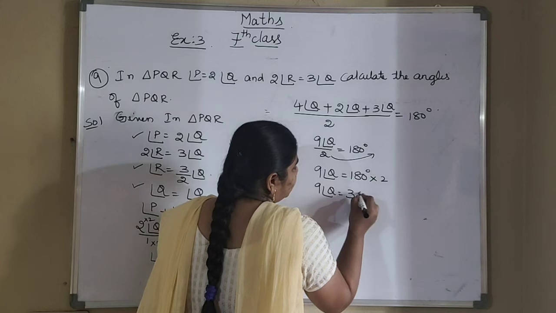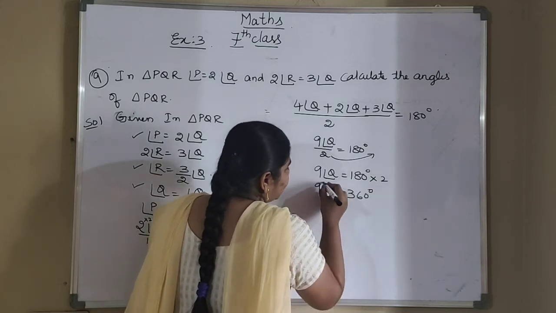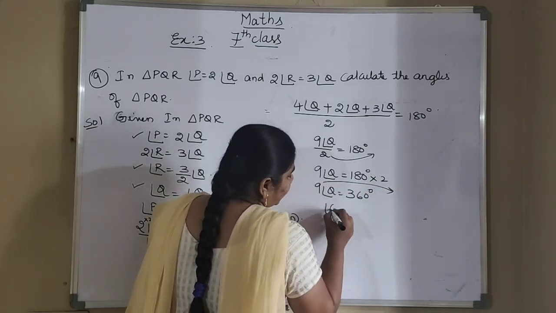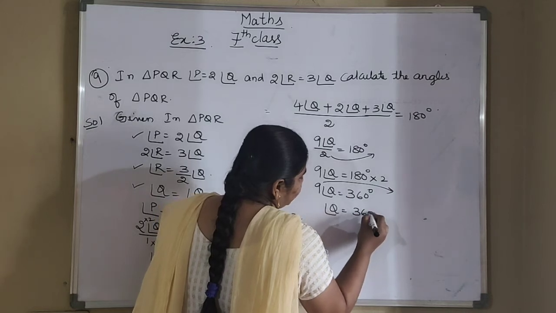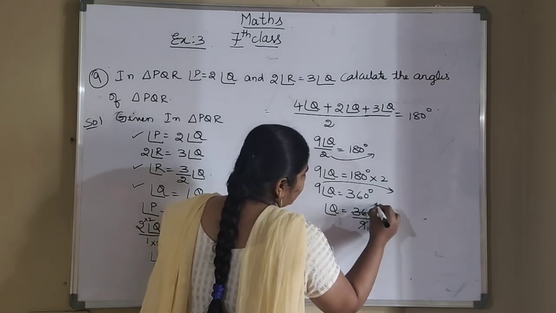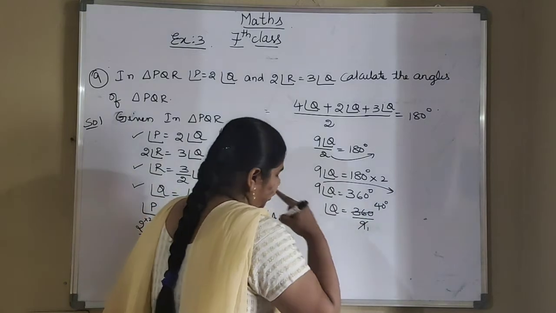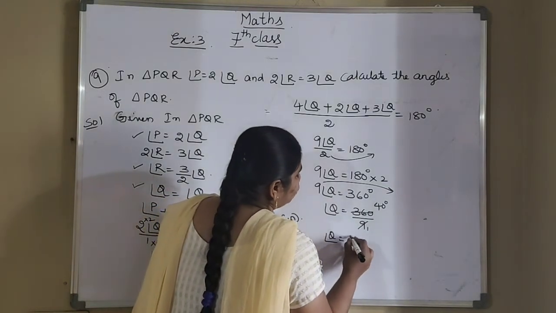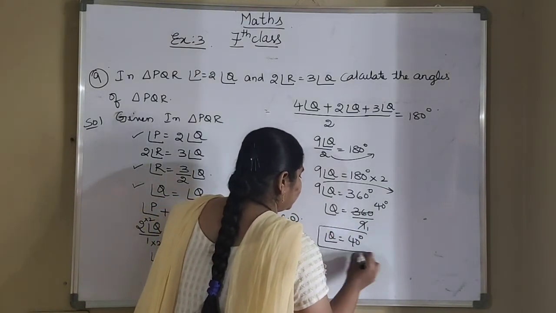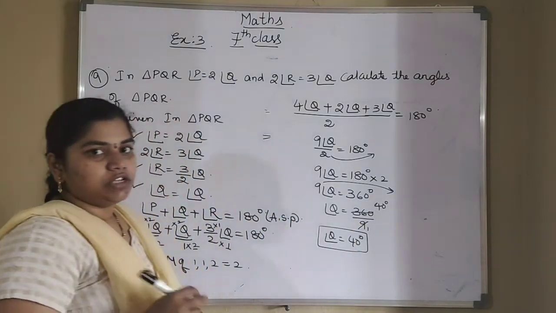180 twos are 360 degrees. So I am sending this 9 to the other side. Angle Q is equal to 360 by 9. 9 ones are 9, 9 fours are 36, so 9 forties are 360. So angle Q value, how much did you get? 40 degrees. Now we still want two angles.